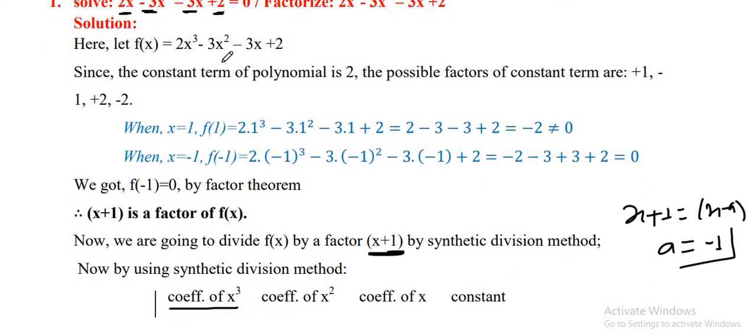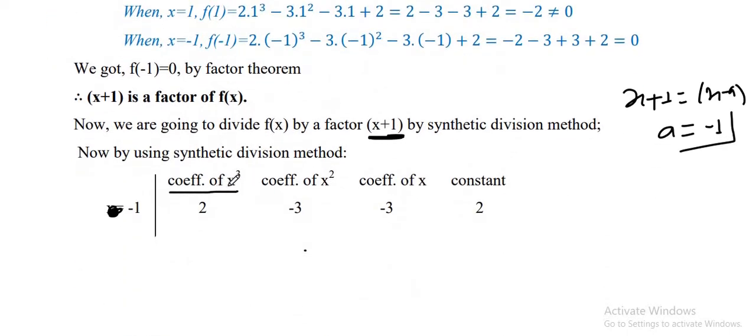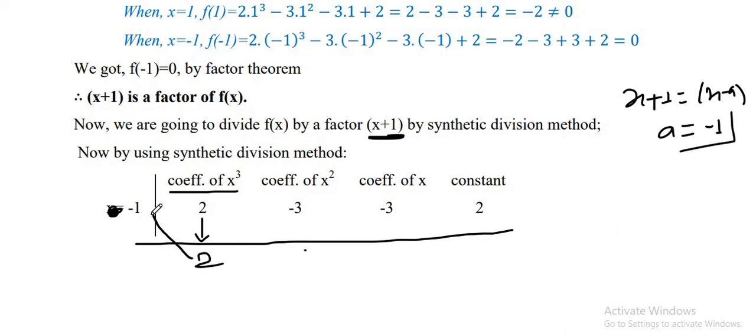So I am going to write the same thing here. You can see that the coefficient of x cube is 2, the coefficient of x squared is minus 3, the coefficient of x is minus 3, and the constant term is 2. Now we know how to divide in the synthetic division method. So now write this 2 as it is just below the line, and multiply this 2 by this minus 1, and write the product of 2 and minus 1 on this place. That means 2 ones are minus 2.